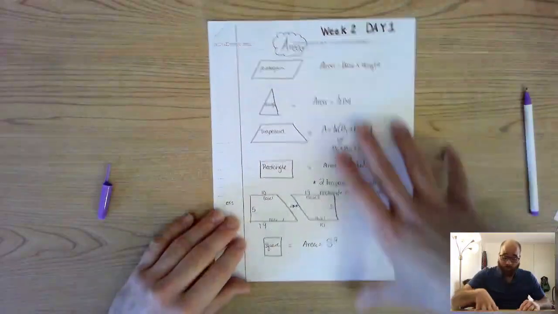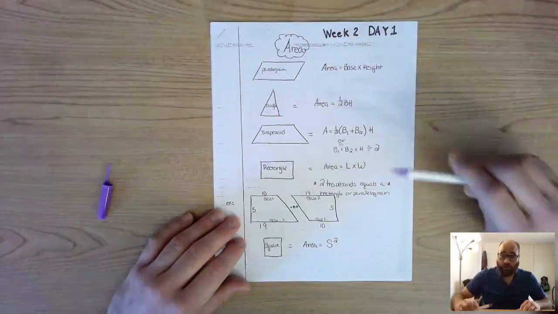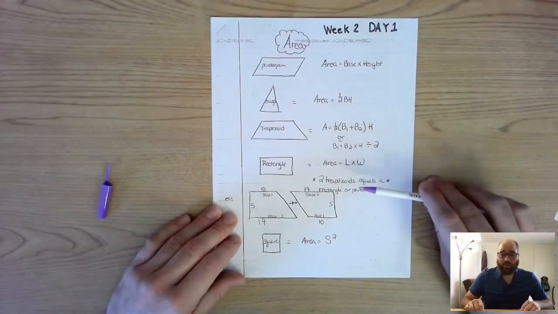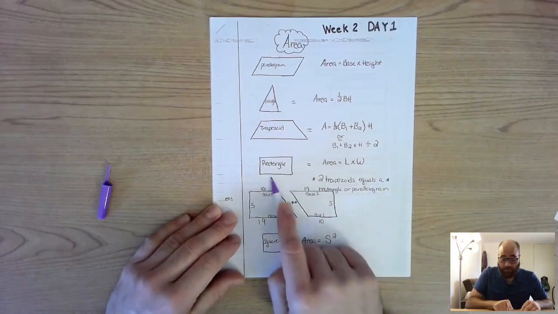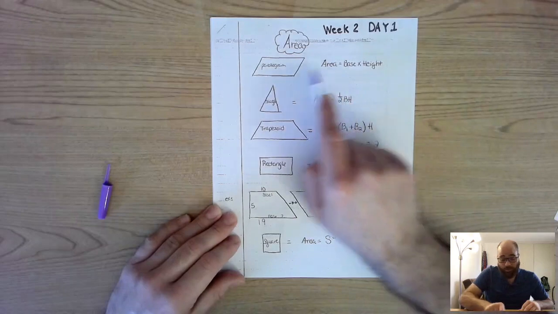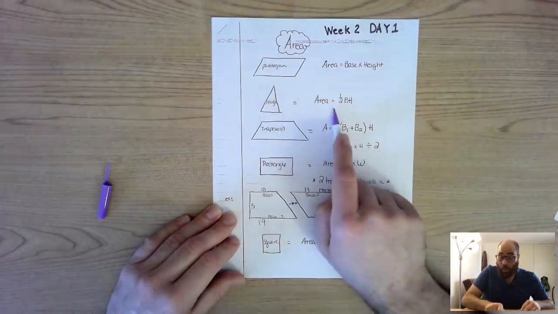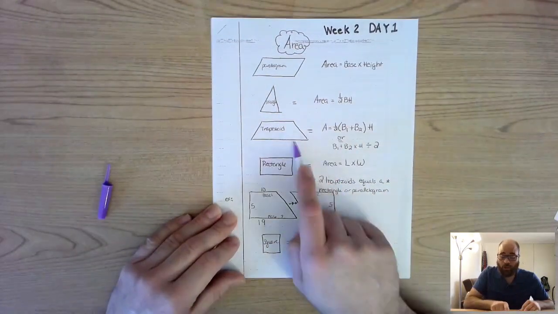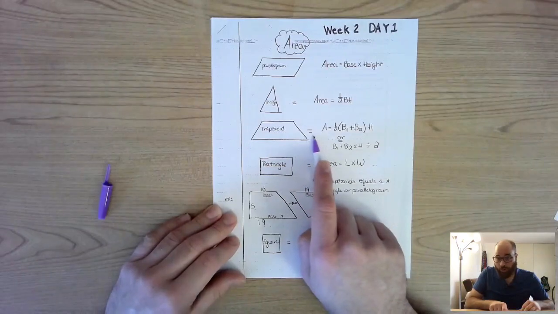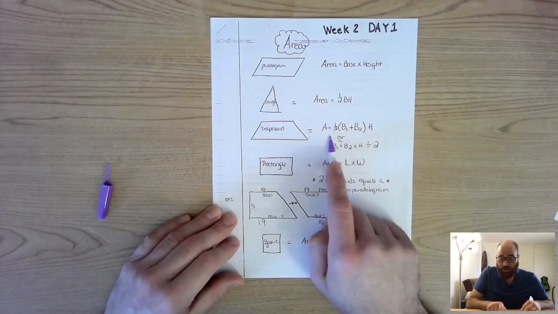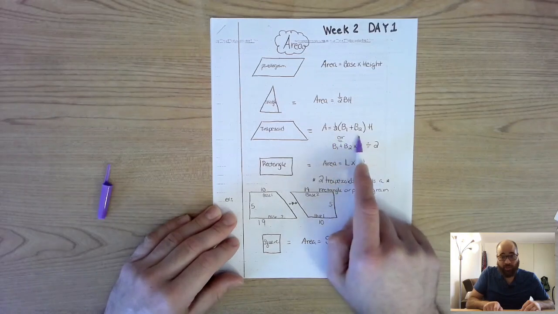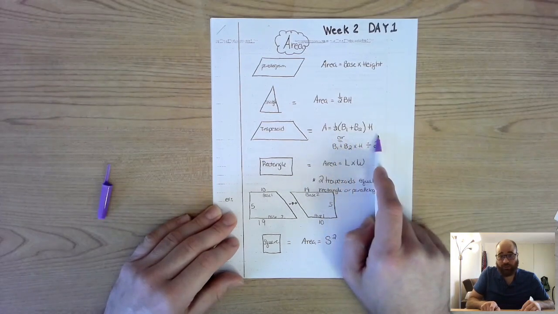You have all of the formulas here, and we're calling them formulas. Remember, these are algebraic equations. You have area, or A, equals, and then in the case of a rectangle, it's length times width. Parallelograms, base times height, 1/2 base times height for a triangle. Trapezoid is the longest, but it's just the same. Remember your order of operations. Area equals 1/2 times the sum of the bases, base 1 plus base 2, times the height.